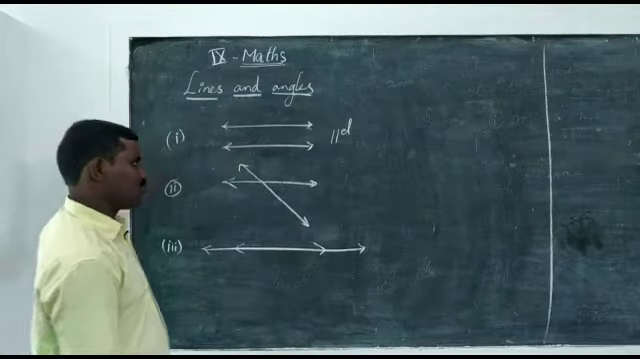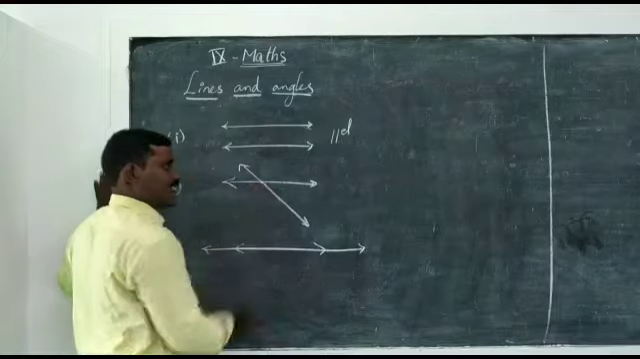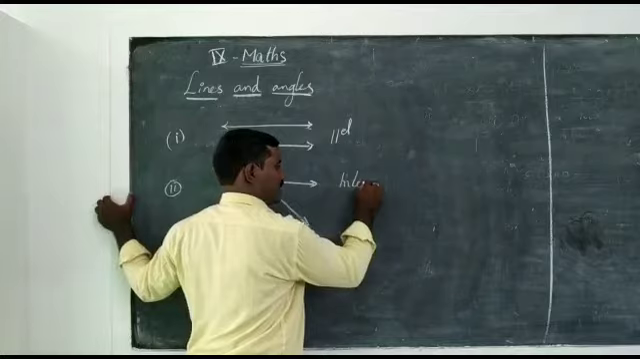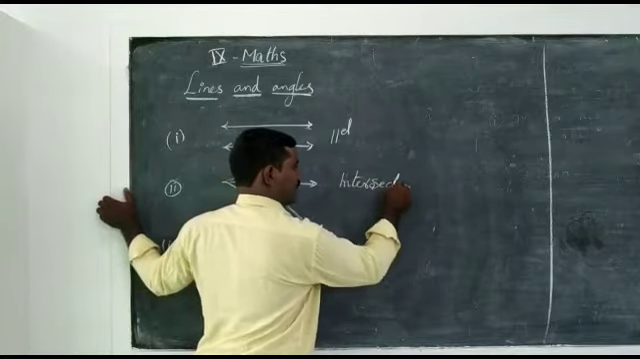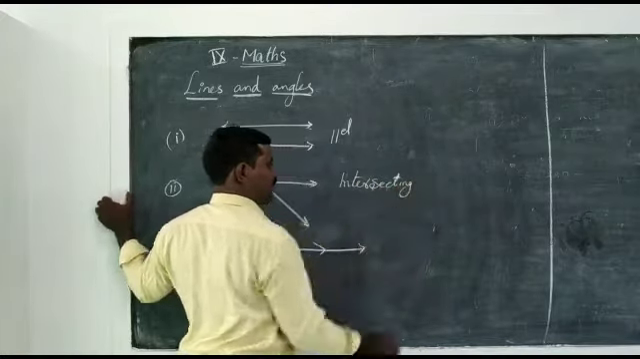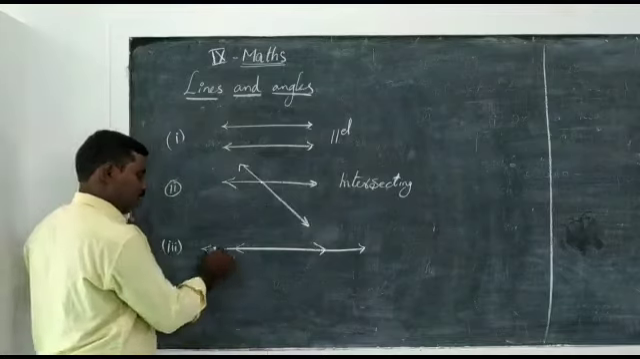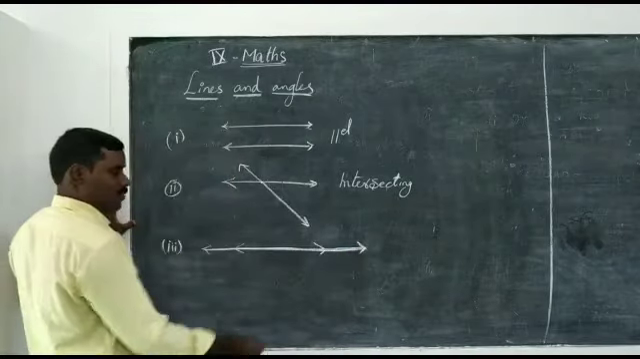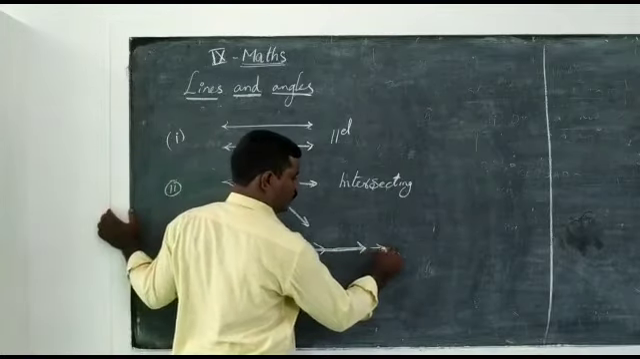And if you take these two lines, both lines are intersecting at only one point, so these two lines are called intersecting lines. And if you take these two lines, one line lies exactly on the second line. Now these two lines are called collinear.